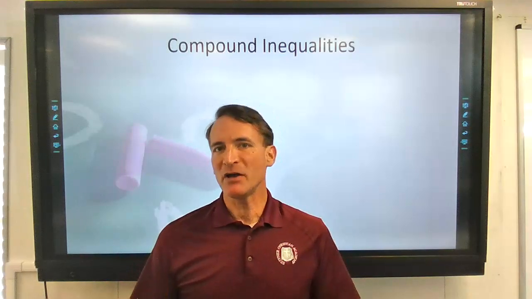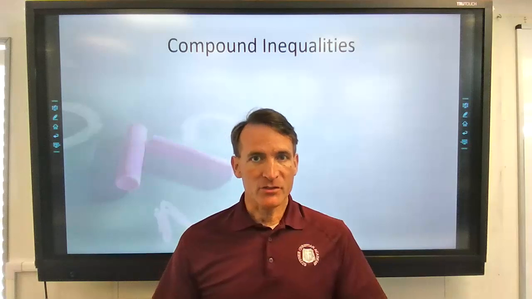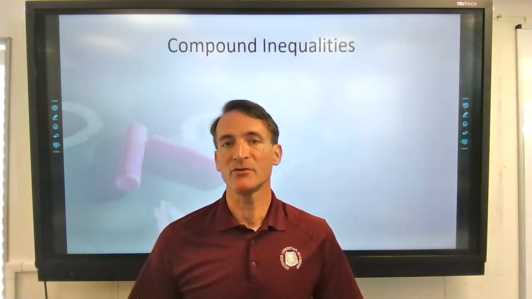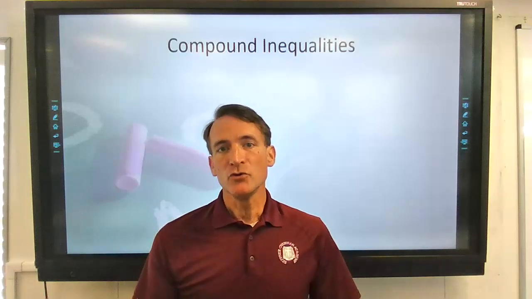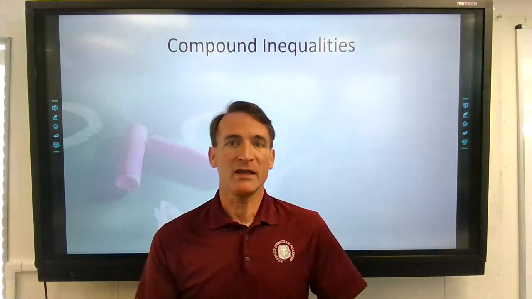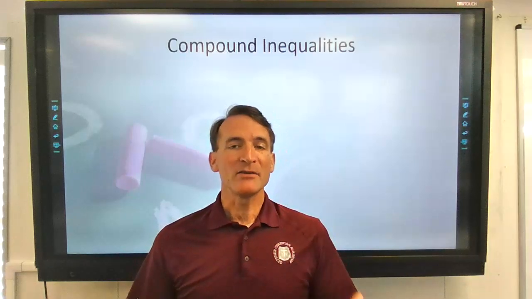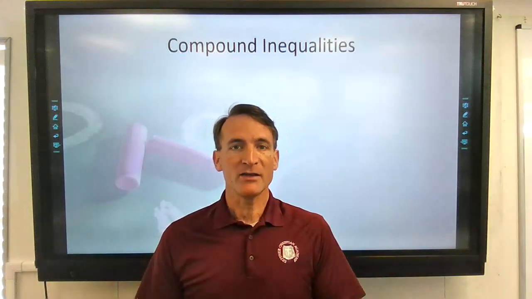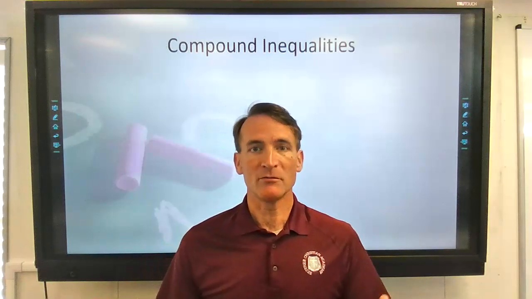Compound. What is a compound sentence in English? Well, if you've had English class, compound means that you put two things together. So a compound noun or a compound subject would be two subjects that are acting together, such as the boy and his dog walk to the store. A compound sentence would be two sentences that are linked together by some form of conjunction, such as and, but, nor, for, yet.